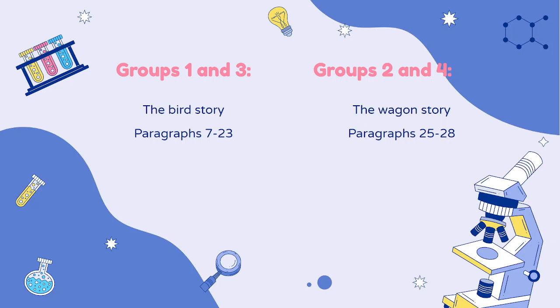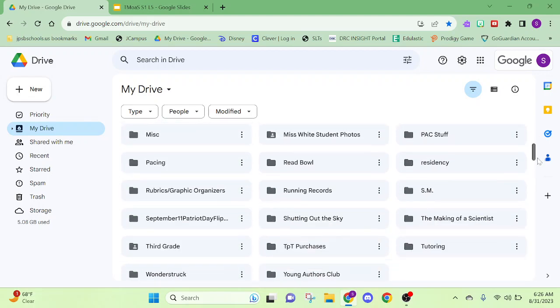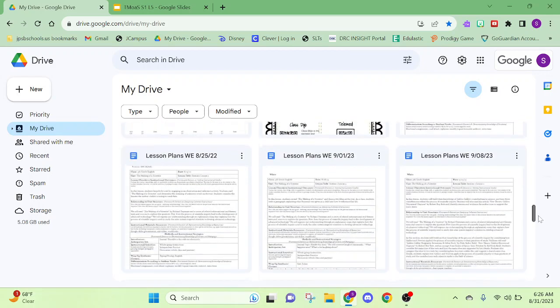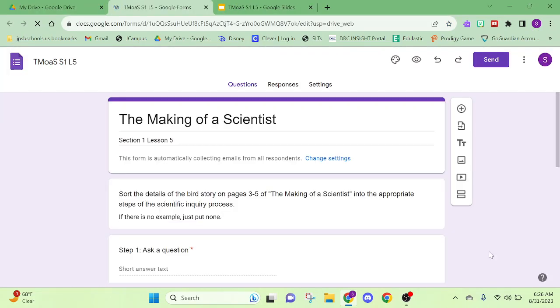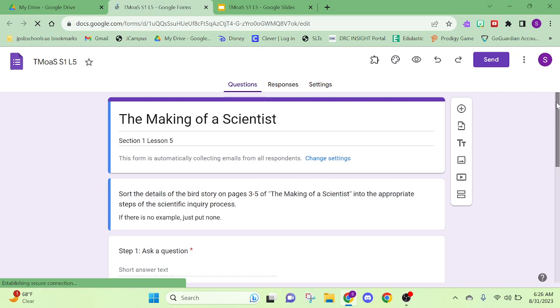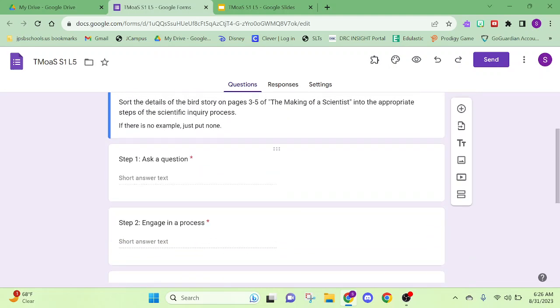So let me explain what you were about to do. On Google Forms, let me get you to where you need to be. There we go. All right, you're going to use this to sort the bird story into its appropriate spots. So I'm going to use the dinosaur story as an example. So it says sort the details of the bird story on pages 3 through 5 of The Making of a Scientist into the appropriate steps of the scientific inquiry process. If there is no example, just put none.